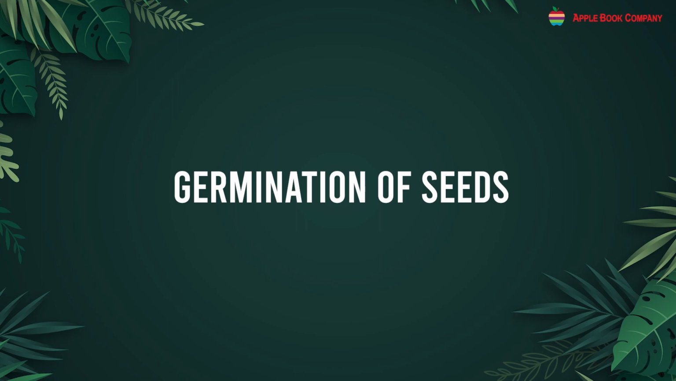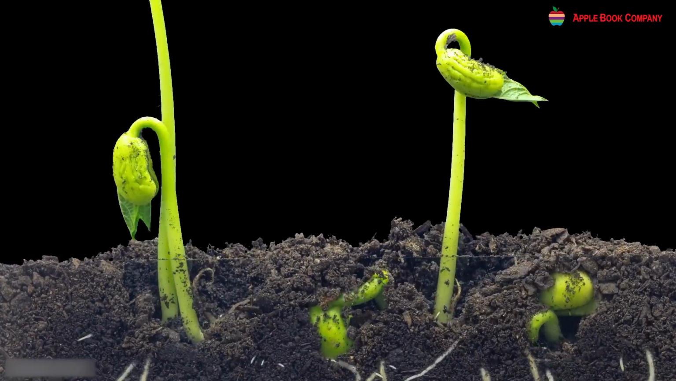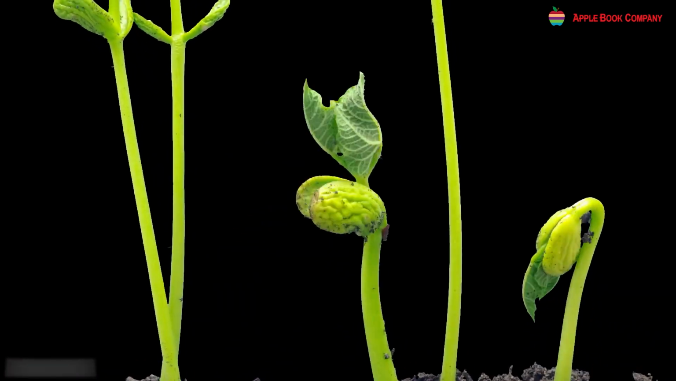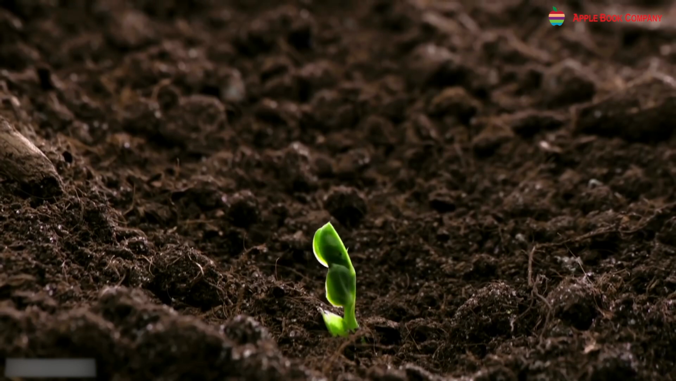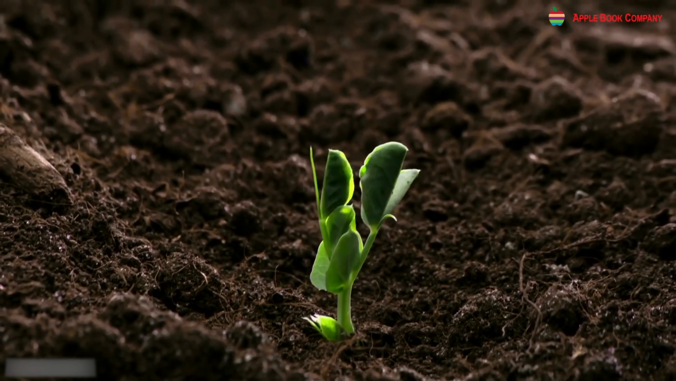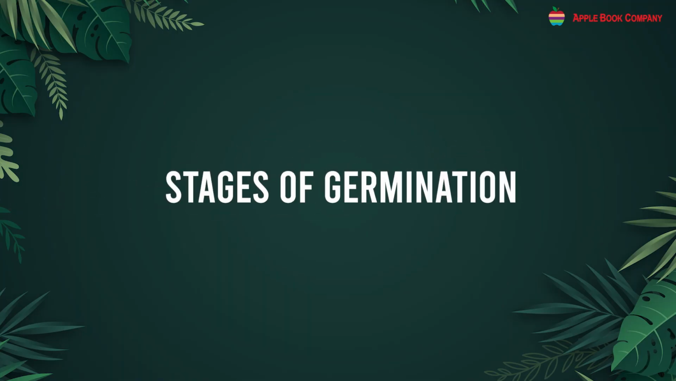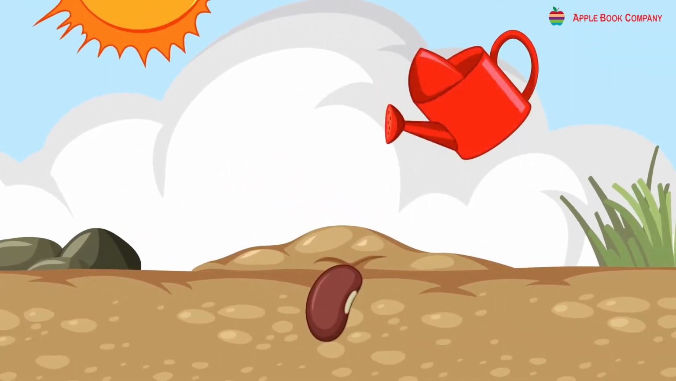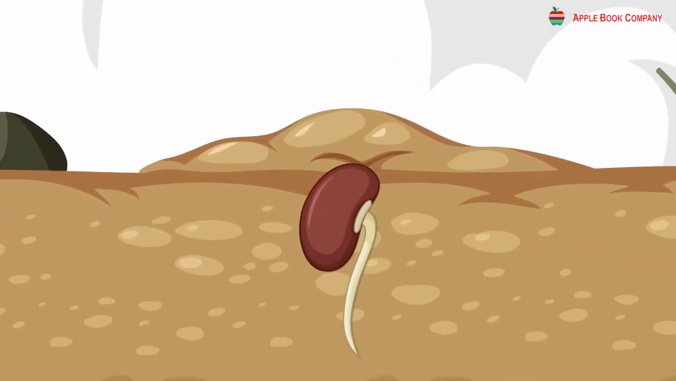Germination of seeds. The process by which a seed develops into a seedling, a baby plant, is called germination. When the seeds get proper air, water, warmth, and sunlight, they germinate to form a new plant. Stages of germination. The seed absorbs water from the soil. Consequently, the seed coat becomes soft. It breaks up and the baby root comes out.